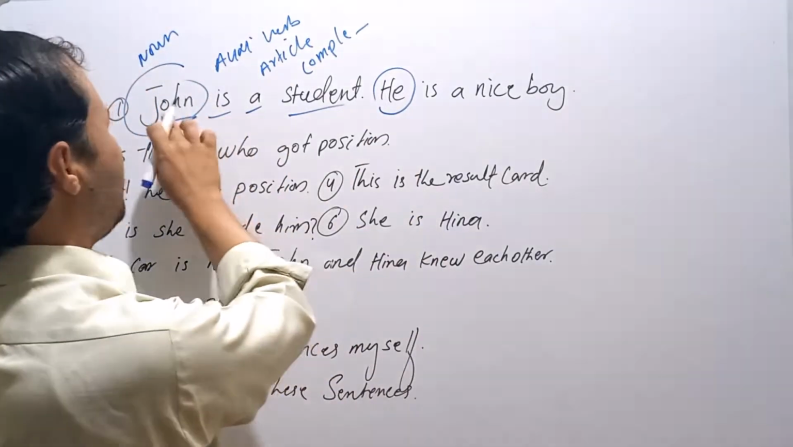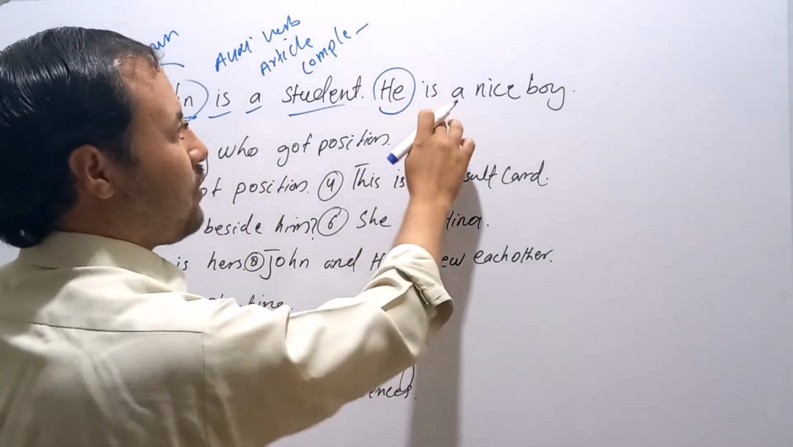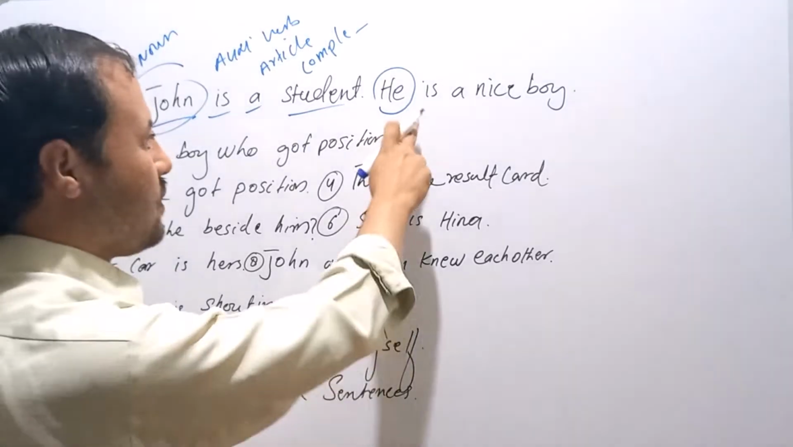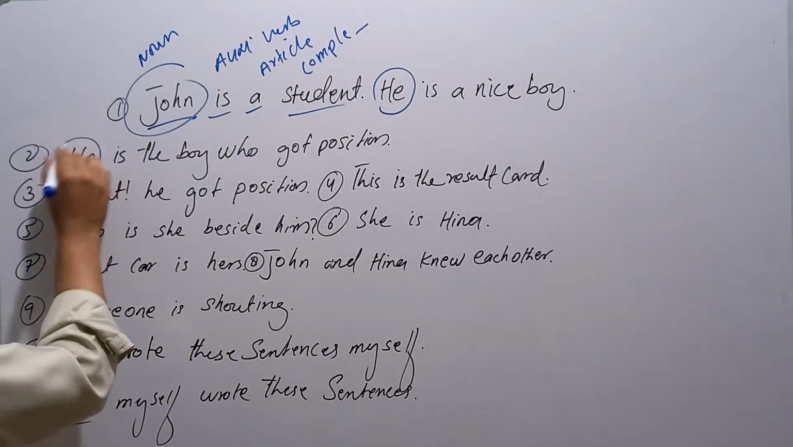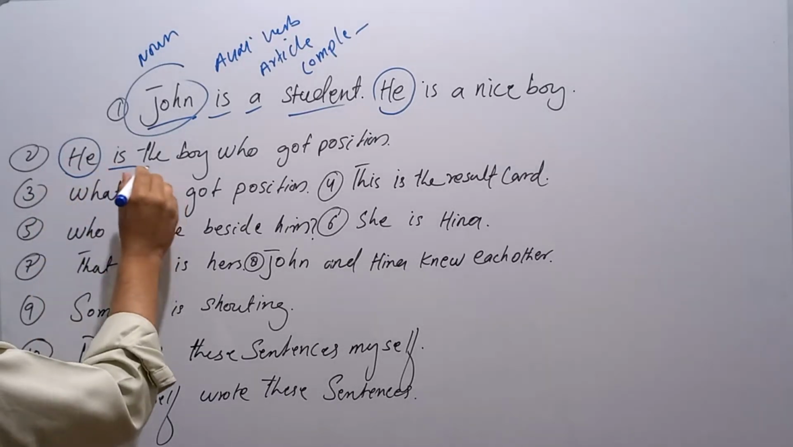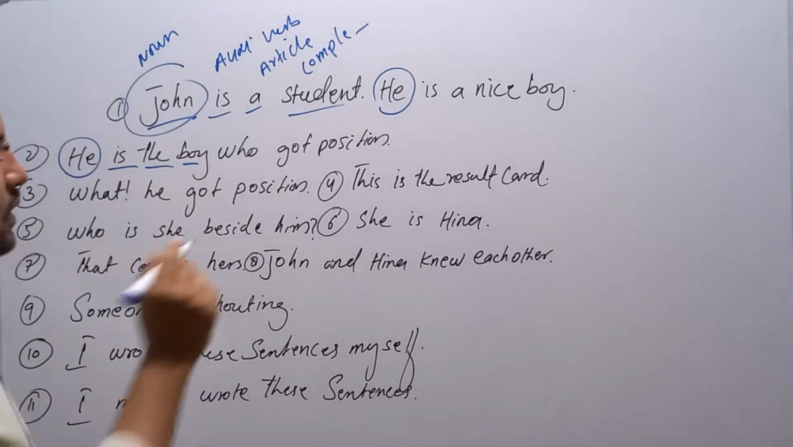Next sentence, he. What is he? He is replaced with John. It is a pronoun. He is a nice boy. He is a pronoun. He is the boy. Once again, he is there. He is a pronoun. Auxiliary verb, article, boy is noun.